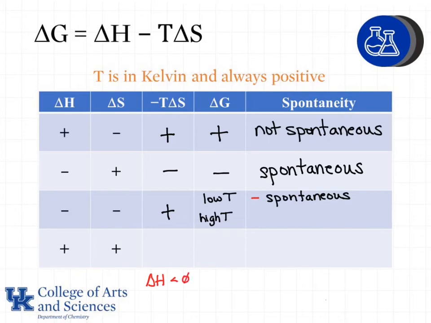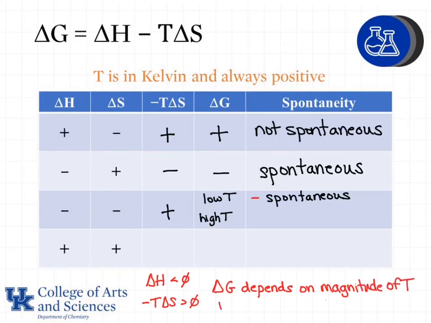So going through, we have a delta H that is less than 0, a minus T delta S term that is greater than 0, and so the delta G will be dependent on the magnitude of those values. The bigger the delta H and the smaller the T delta S will result in a delta G that's less than 0. The opposite will be true for a high temperature. The T delta S term will be larger and the delta H term will be smaller, so we will get a positive delta G, and this indicates a non-spontaneous process.